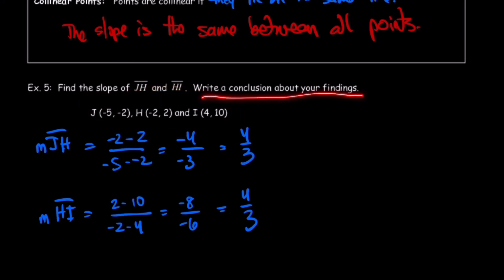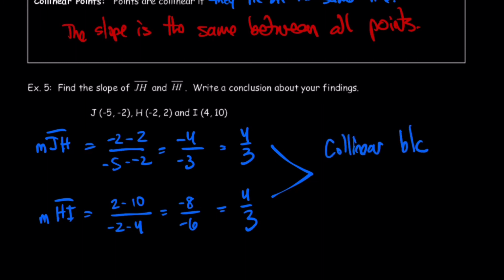Write a conclusion about your findings. So we are gearing up towards proofs. This would be one step in a proof. So I'm going to say here, collinear, because the slopes are equal. And yeah, we have to write all of that out. That would be a complete problem right there.